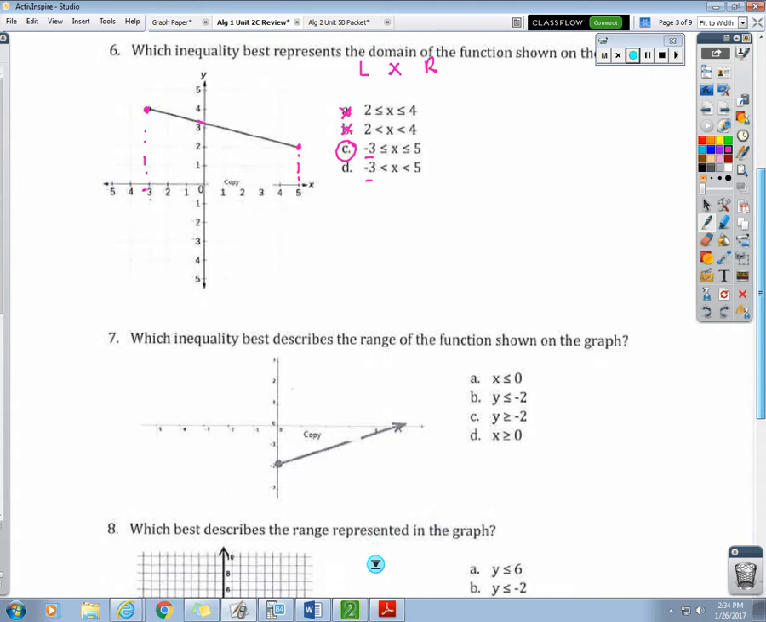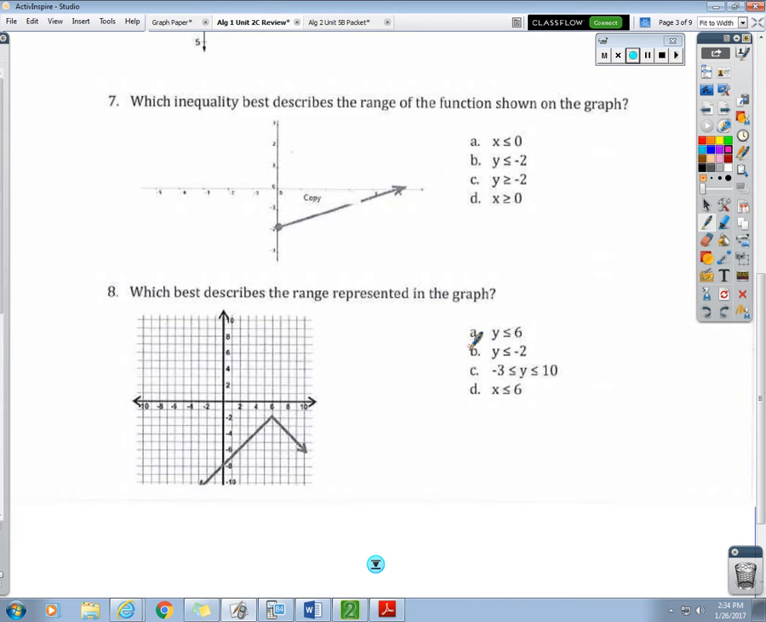Okay, number 7. Which inequality best describes the range of the function shown on the graph? Okay, well, when you hear the word range, you immediately think of y values, y-axis, up and down. Remember, when you're doing range, you say how far down can you go on the graph, and then how far up can you go. How far down can you get on this graph? -2, and it's a closed circle there, so bracket. How far up can you go? Infinity, because that's that arrow, as that's going to the right, isn't it also slowly going up?